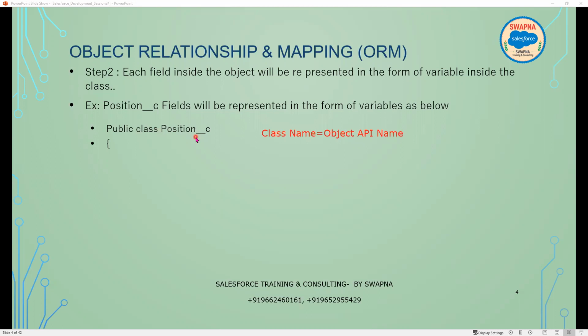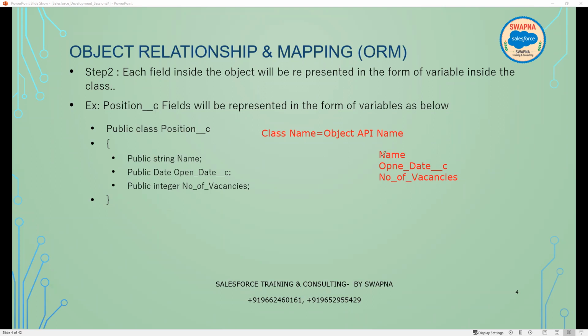It creates the public class name, and within this object we are creating a few fields. For example, a default name field gets created. Also, we have created the open date field, and the number of vacancies field. Whenever these fields are created in the object, automatically they will be added as variables inside the class. So name gets added into the class, saying public string name.